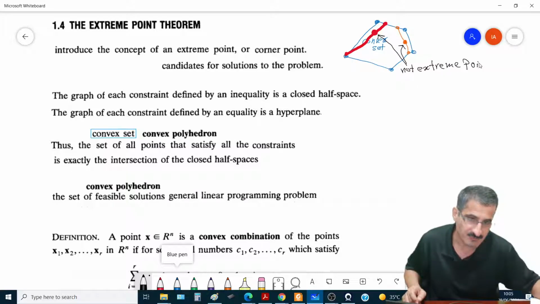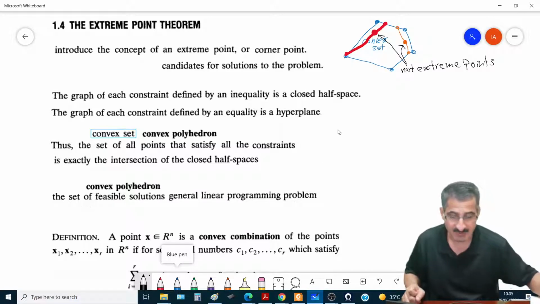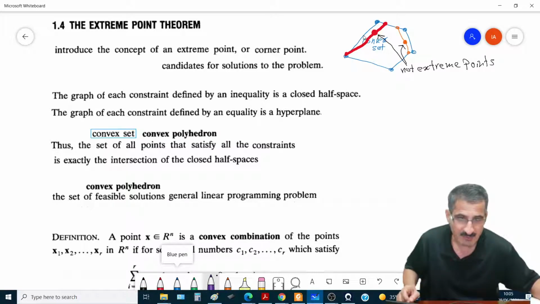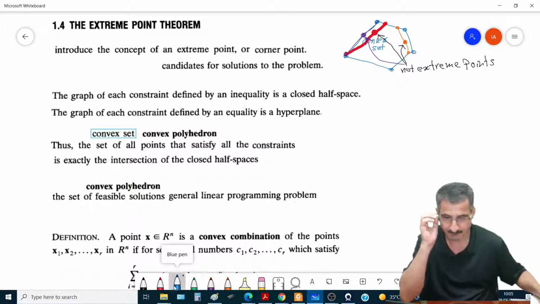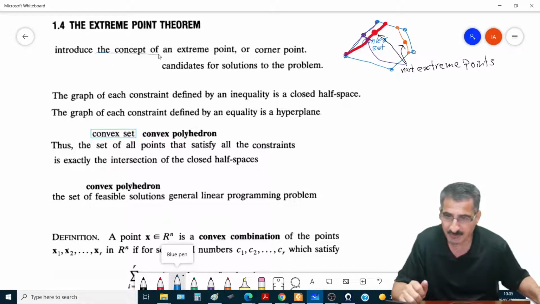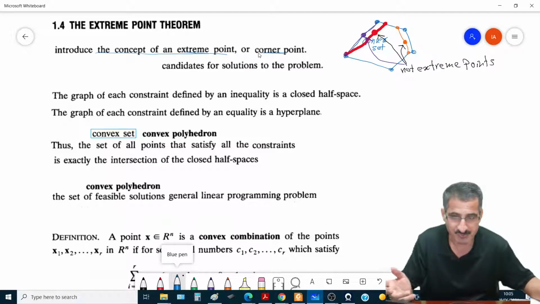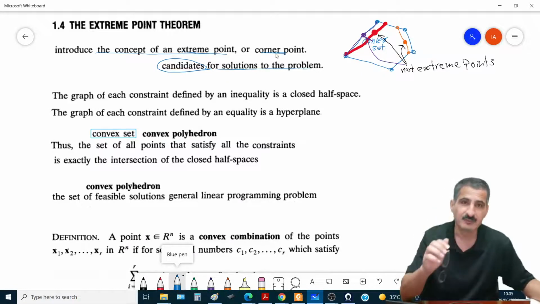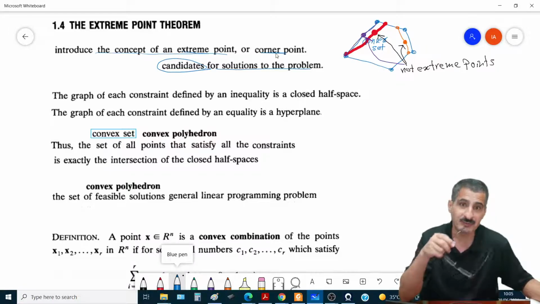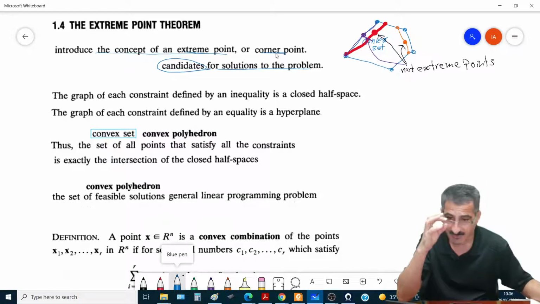They are not extreme points because they are not corners. And also, any point on this line is not an extreme point because it is on the line joining 2 other points. So also this one is not extreme. So we introduce the concept of extreme points or corners. Why do we need them? Because they are candidates for the optimal solution of the linear programming problem. So we need to look for the corners.